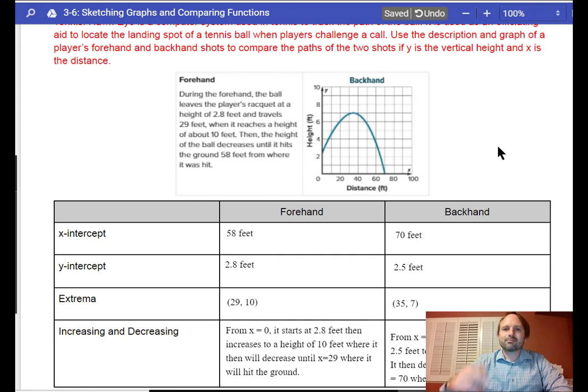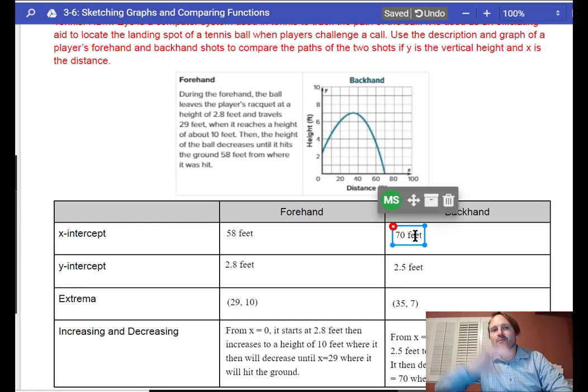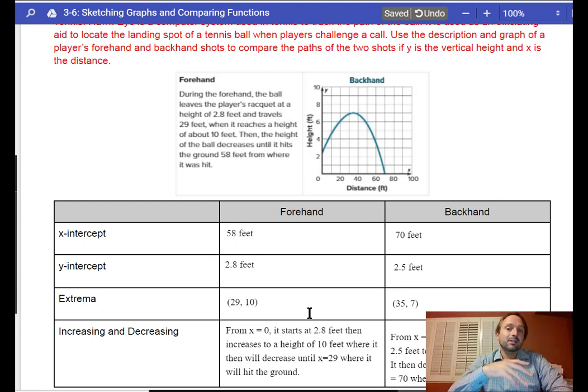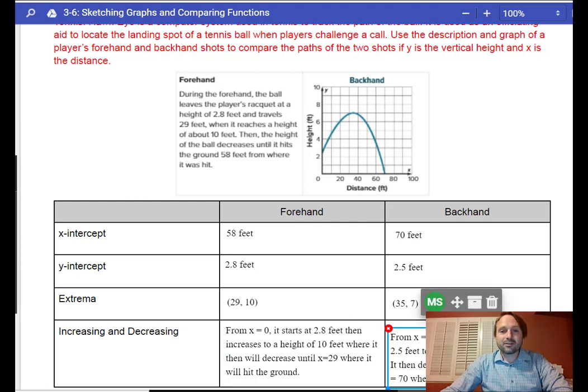Now we can compare them and say, look at the x-intercepts: the backhand goes farther. The y-intercept: the forehand starts higher. The extrema: the backhand is farther away but goes lower, whereas the forehand is closer but goes higher. And the increasing and decreasing is kind of the same, but we describe it using this information.